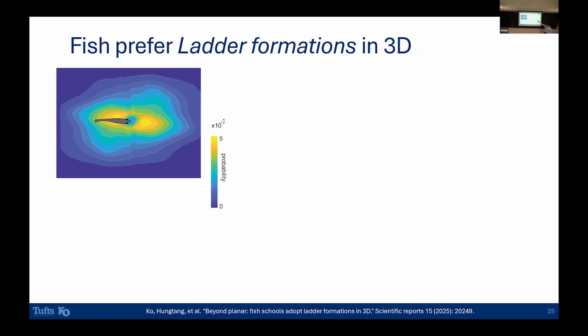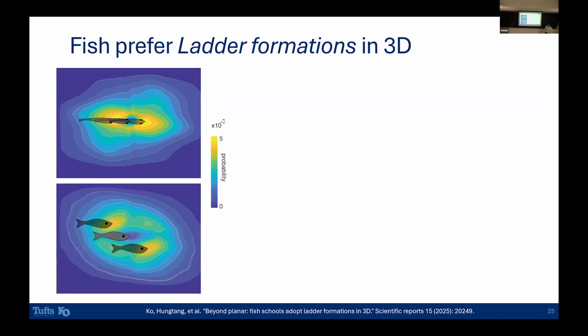If you have a fish that's centered in the middle, the probability distribution around it shows where is the most likely place for you to find a neighbor next to this central focal fish. You see that it's more likely than not to find a fish in front of you and also behind you. Notice that this map is to scale, so the fish seem to be a little overlapping. That's because if you look at the side view, they're actually not in the same plane.